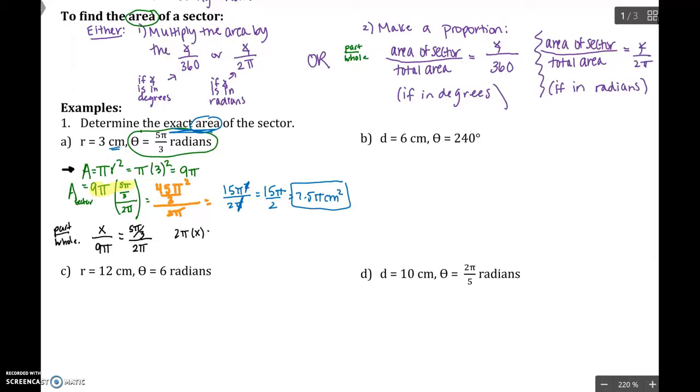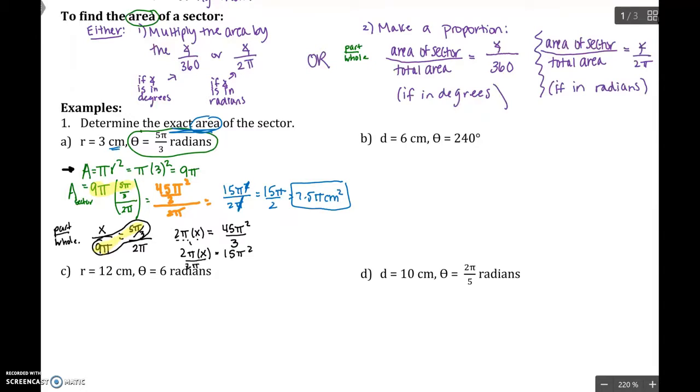So 2 pi times x equals, and then the same kind of idea that we did up here, we have to multiply this all together. So the tops first. So 9 pi times 5 pi, which would be 45 pi squared, or 45 pi over 3. Okay, and if it divides nicely, you can divide it here. If it doesn't divide nicely, you could put this over 1 and then cross multiply a second time. That will work too. But this one did divide nicely.